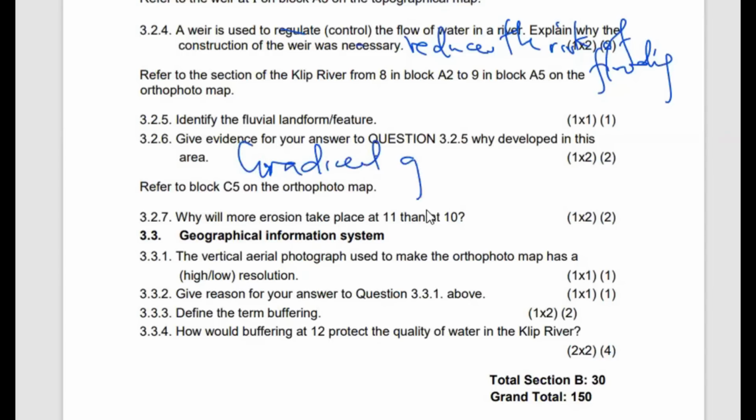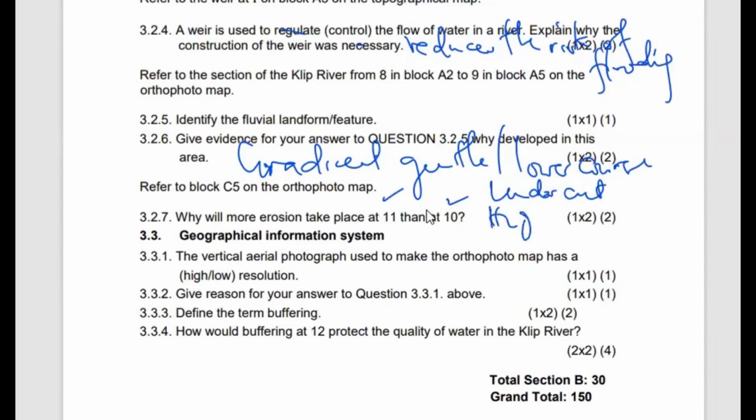Gradient being gentle, and also you can talk of the area being in the lower course of the river. Right, then refer to the orthophoto. Why will more erosion take place at 11 than at 10? If that is a meander, you explain on the undercut. The undercut has more erosion.